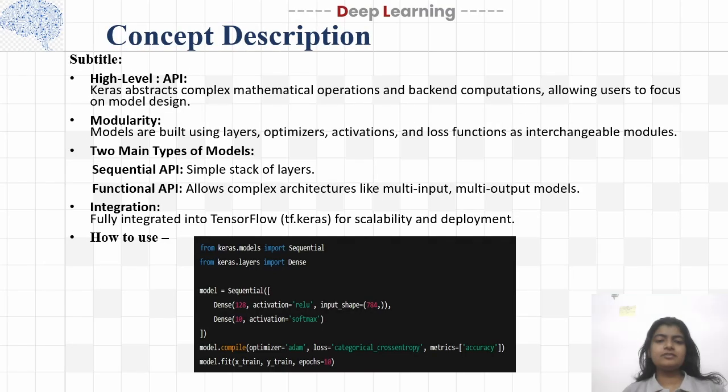Now we see the concept description. Keras works as a high-level API for neural networks. It hides the mathematical complexity and allows users to focus on model design. Keras models are made up of layers, activation functions, optimizers, and loss functions. There are two main ways to build a model in Keras: the Sequential API for a simple layer-by-layer model, and the Functional API for complex architectures like multi-input, multi-output models. It's modular, flexible, and fully integrated with TensorFlow.